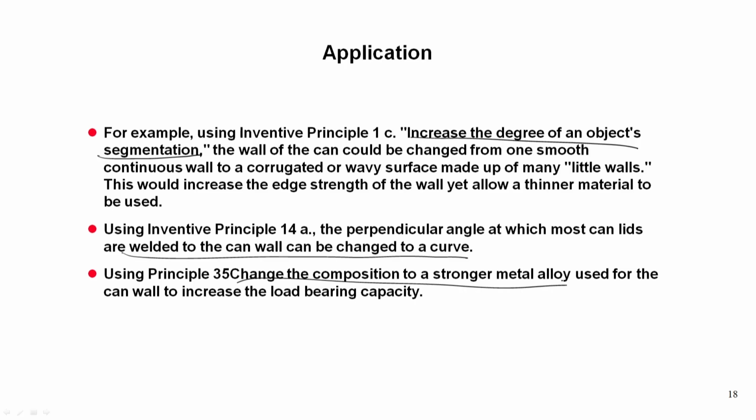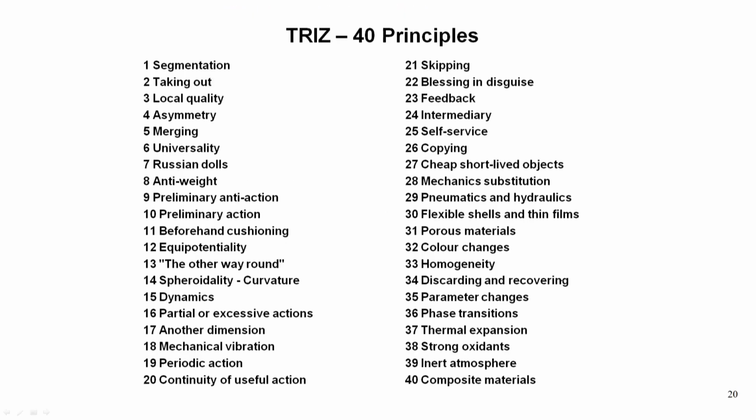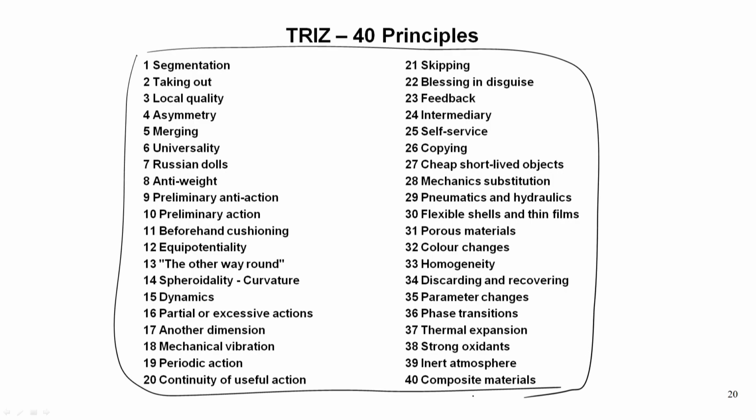Now, that means I have to know what these principles are to begin with. There are 40 such principles. So, we have 39 contradictions, and we have one extra principle. Let us look into these principles one by one. Okay, so there are 40 principles. And I told you that for these Coke cans or for any such stacking thing, we have used segmentation, we have used these kinds of principles, which were 1 and 14, right.